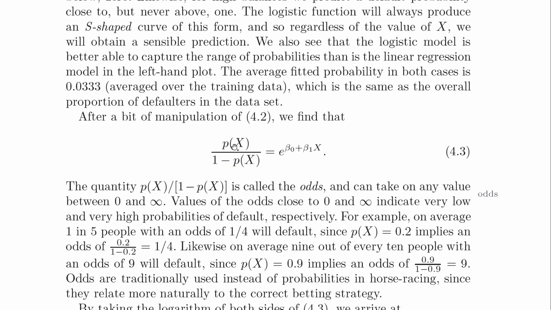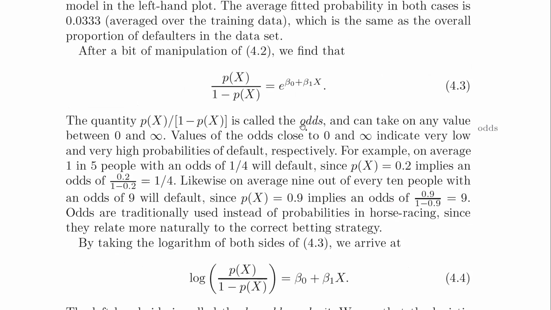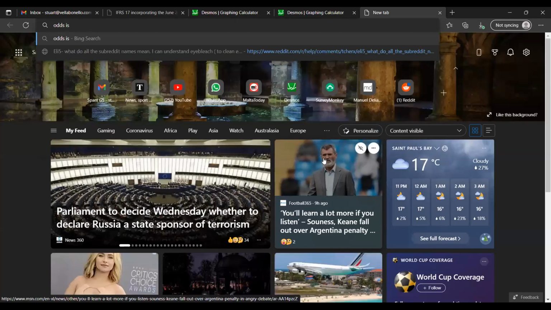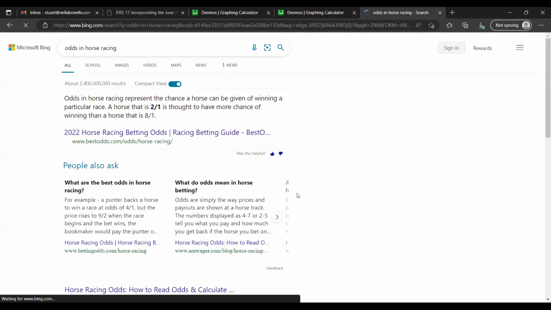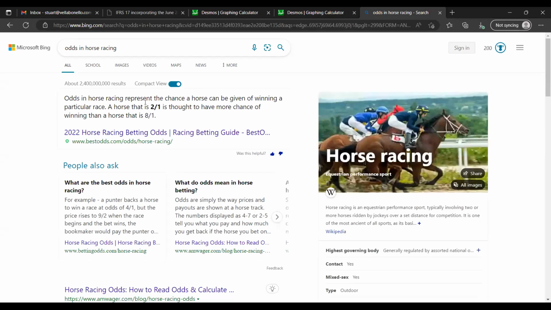Now, the ratio of probability does against probability does not is called the odds. And you read this as a ratio. So, for example, if we go back over here, we see odds in horse racing. Odds in horse racing represent the chance a horse can be given of winning a particular race. So a horse that is 2 to 1 is thought to have more chance of winning than a horse that is 8 to 1. So what are we saying?